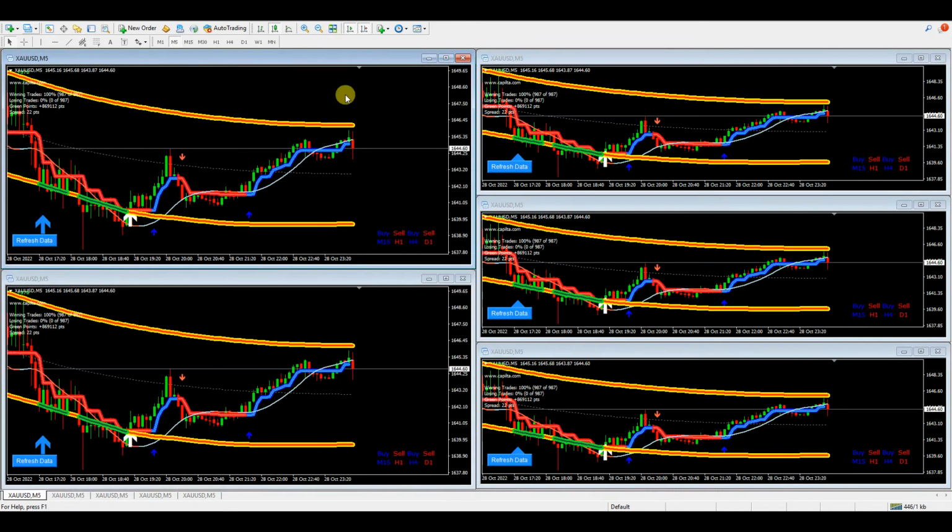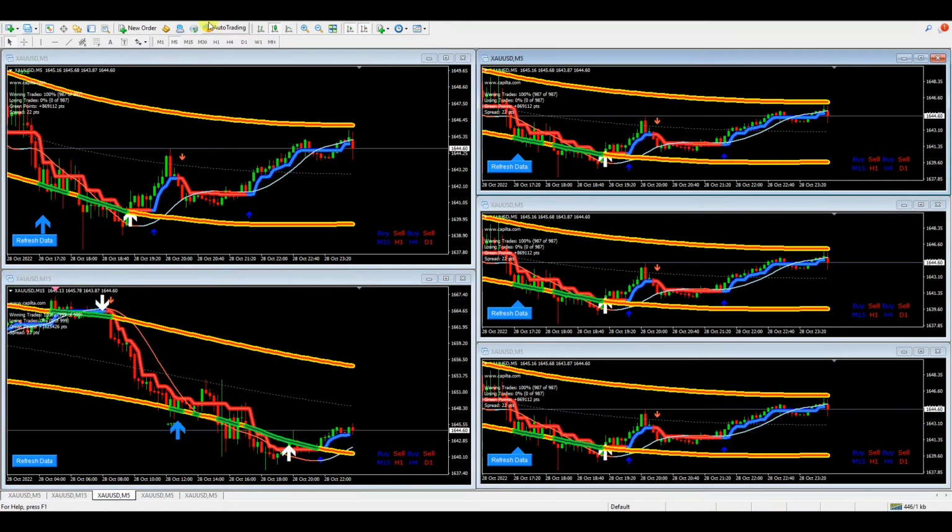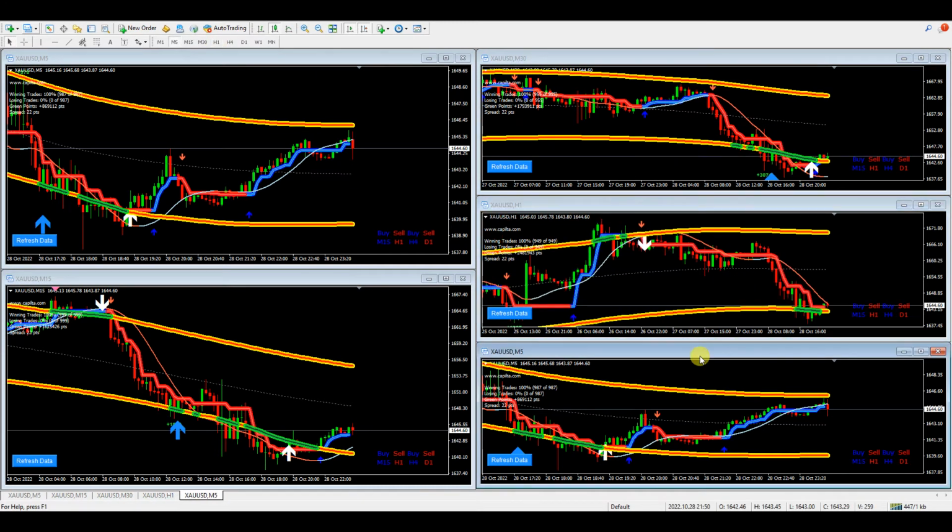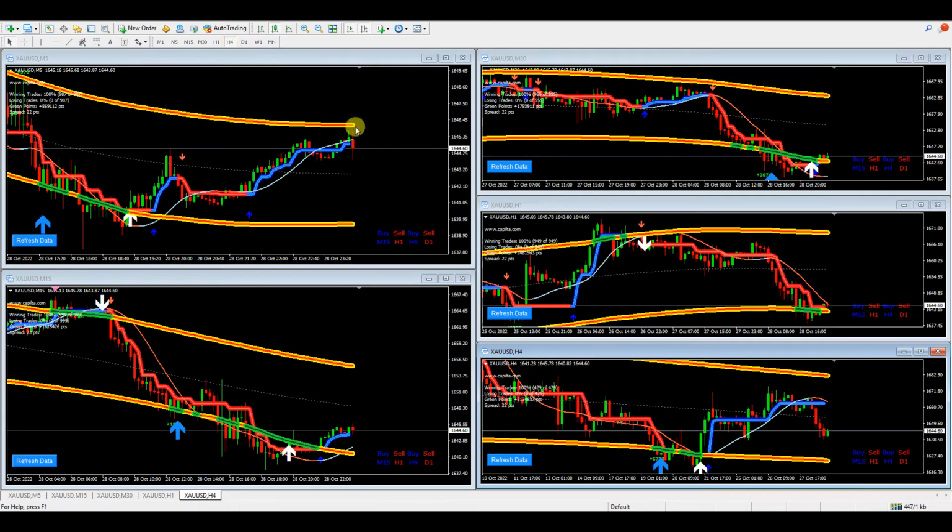I will arrange them like that. The first chart I will keep on M5, the second on M15, the third on M30, this one on H1, and this one on H4. Now, how the strategy works: we will be focusing more on H1 and M30, and our trigger point is going to be M5.